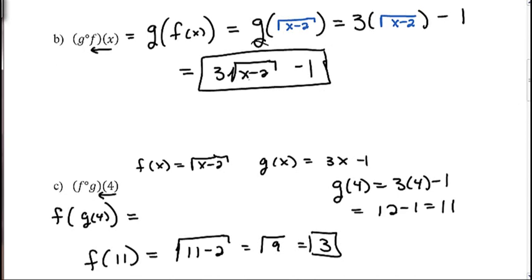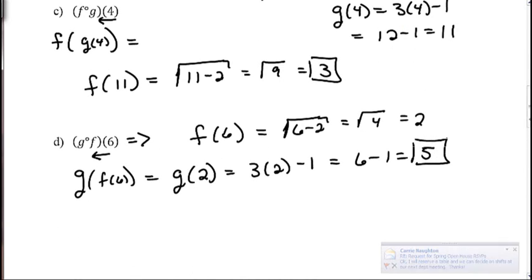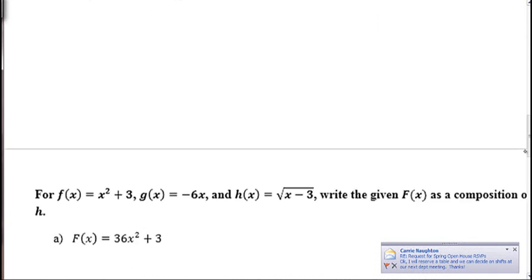Okay, so we could plug the 6 into the function that we got up here. 6 minus 2 is 4, square root of 4 is 2, and then 3 times 2 is 6, minus 1 gives you 5, just like we got when we did it this way. And so you could go ahead and check that if you want.